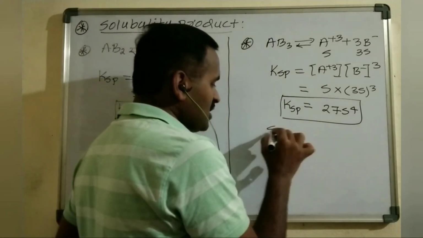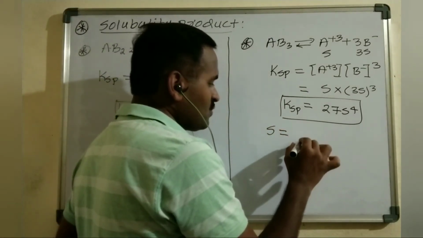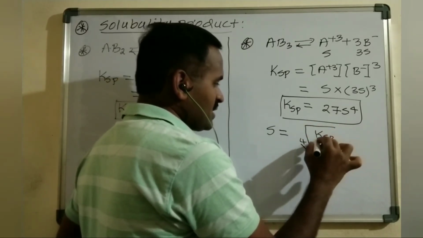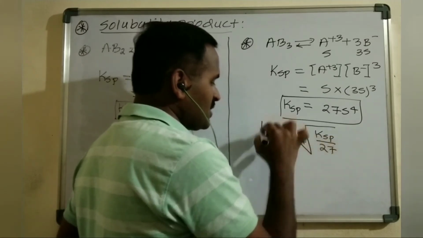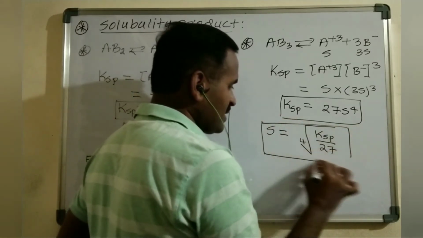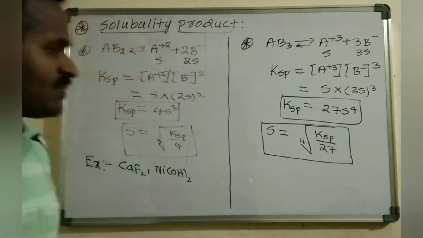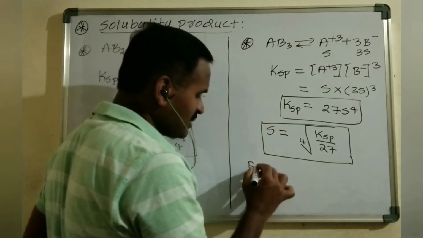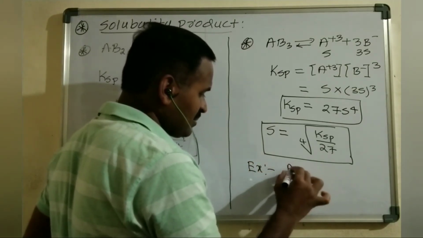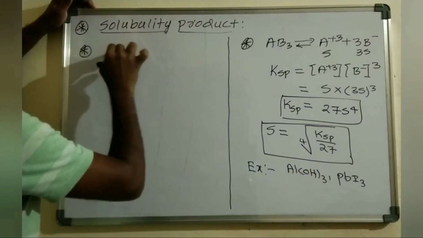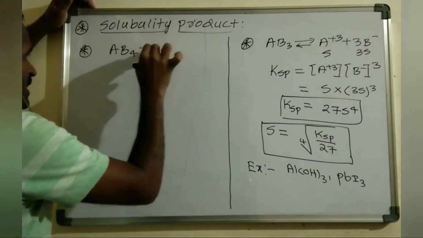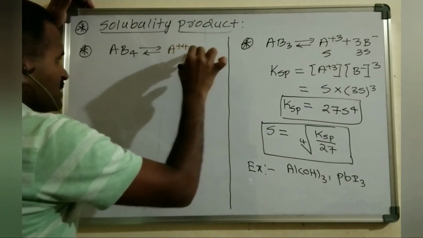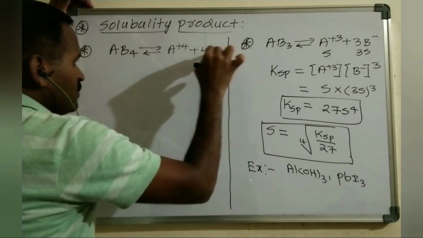Or you can even write solubility S equals the fourth root of KSP divided by 27. You can take some examples here. There is aluminium hydroxide, and then an AB4 type of electrolyte, which will be dissociated into A plus 4 plus 4B minus, right?